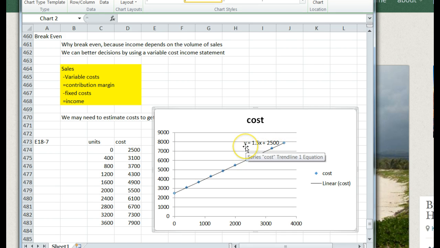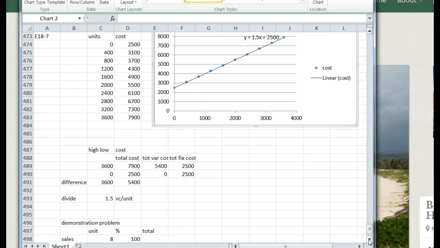So what this means is our total cost in this case equals 1.5 times the number of units sold, and that function is our total variable cost, plus $2,500. $2,500 represents our fixed cost, so that's one way to do this. Another thing we can do, and this is a much better way, is run a regression. I'm not going to show you that today.